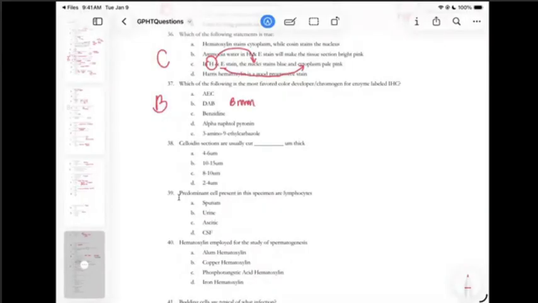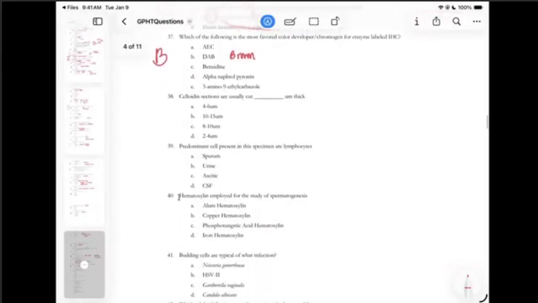So that's our most favored color developer. For number 38, celloidin sections are usually cut at 10 to 15 micrometers thick. Number 38, letter B.